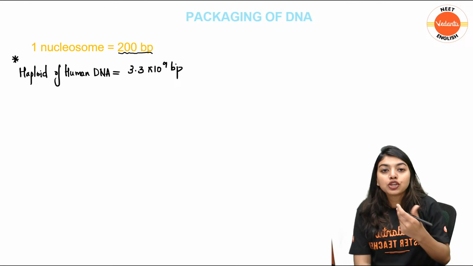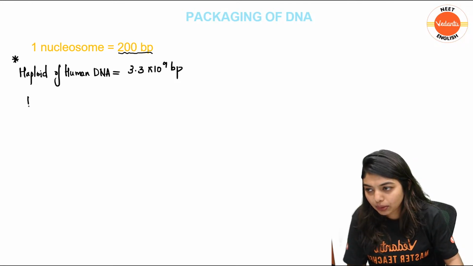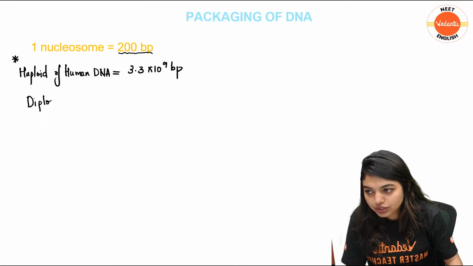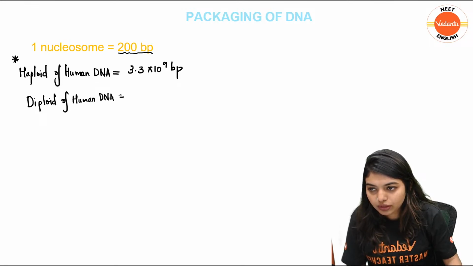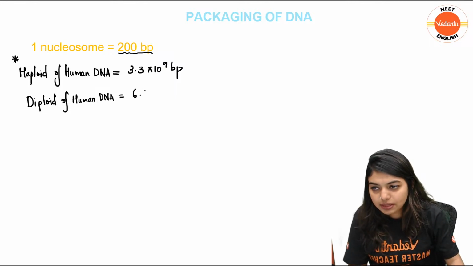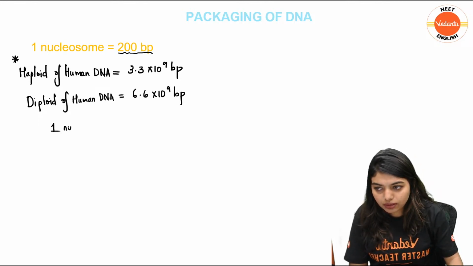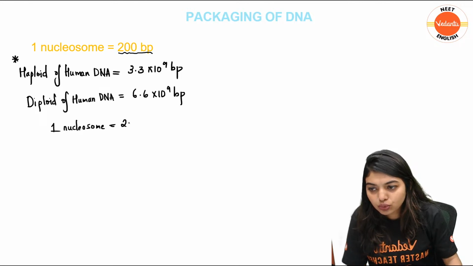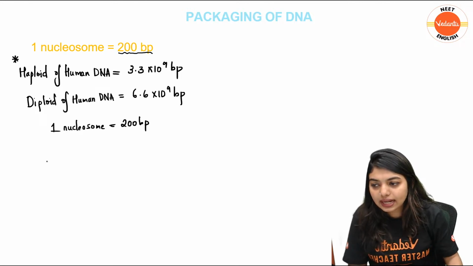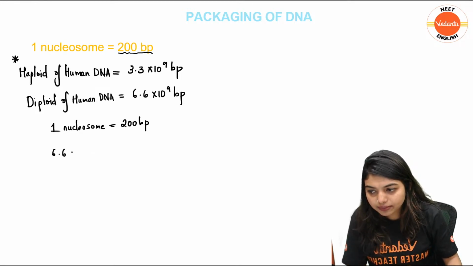But we know that humans are diploid, right? So for diploid we also did the calculation. The diploid content of human DNA will be 6.6 into 10 to the power 9. So they are asking that one nucleosome, that means your histone octamer and DNA, has around 200 base pairs involved. Then how much will 6.6 have? That is what the question is.